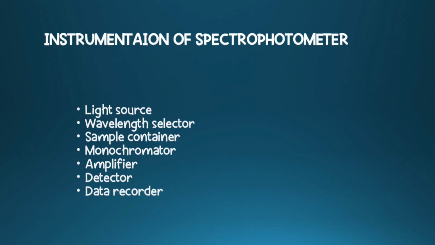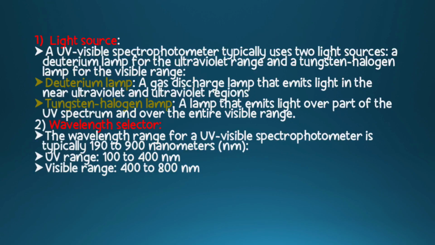The instrumentation of spectrophotometer includes light source, wavelength selector, sample container, monochromator, amplifier, detector, and data recorder. The first one, light source. A UV visible spectrophotometer typically uses two light sources. One, deuterium lamp used for ultraviolet range, and tungsten halogen lamp used for visible range.